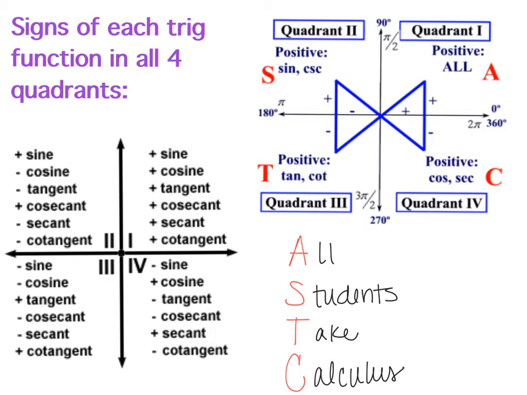So one way that I like to represent it, or remember it, is using something called ASTC, starting at 1, going to 2, 3, and 4. There's a lot of different ways you can remember that. I remember it as all students take calculus. What that means is that all trig functions, A, are positive in the first quadrant. The S means only sine is positive. And if sine's positive, cosecant is positive as well. And then in the third quadrant, our T, tan and cotan are going to be positive. And then in the fourth quadrant, C, only cosine and secant are going to be positive. So that's one way to remember that.